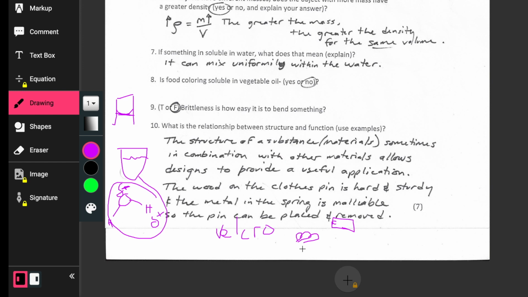Structure often determines function. You could think about all kinds of things where the structure of that substance determines what it does. The structure of your DNA allows it to do certain things. It also keeps it from doing other things. So structure determines the function of an object.